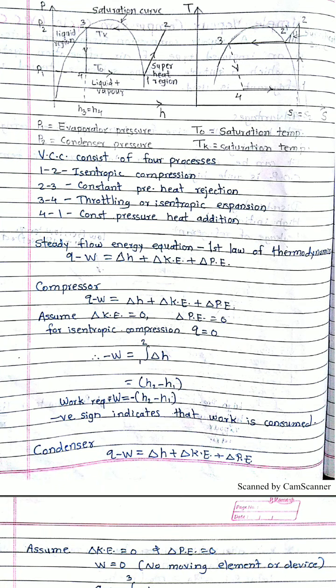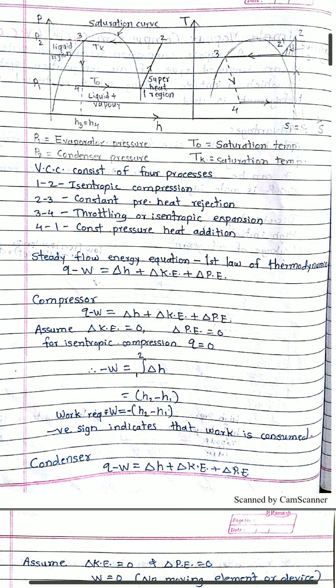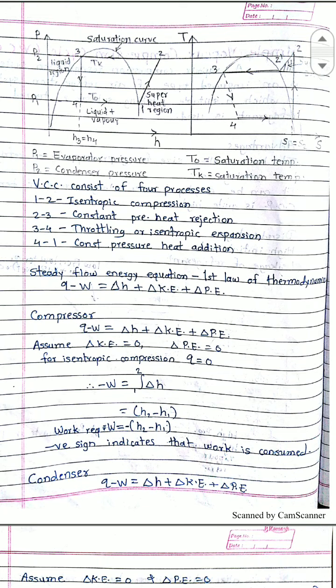Here we are equating the steady flow energy equation with the help of the first law of thermodynamics. So Q is the heat transmitted minus W is the work input, equal to the change in enthalpy, delta H, change in kinetic energy, delta KE, and change in potential energy, delta PE. Now we will apply this steady flow energy equation to each and every component.